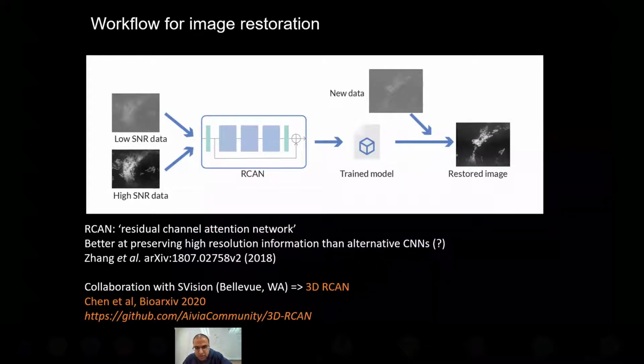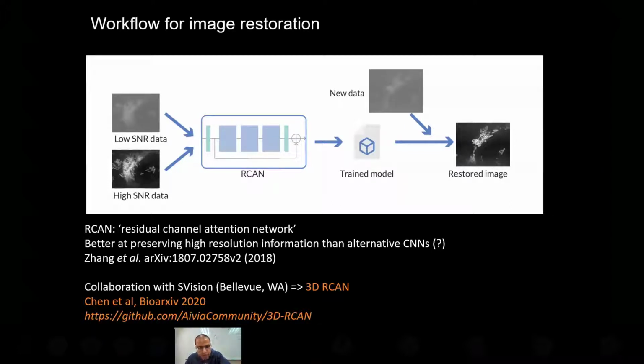Our foray into this field is really a collaboration with SVision and the Aivia team. We co-opted a residual channel attention network framework that we didn't invent. It was shown to produce better images of high resolution structure on natural images than alternative CNNs, and we were curious to know, does this scale to fluorescence microscopy applications? The SVision team developed a 3-dimensional RCAN version that we used on a bunch of different microscopy data sets. If you're interested in more of the details, you can check out our bioRxiv paper, and if you're interested in trying to use the code yourself, you can download it from this GitHub repository.